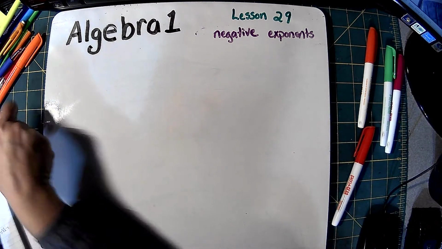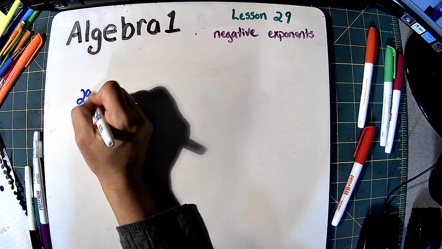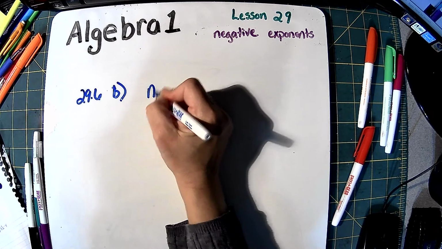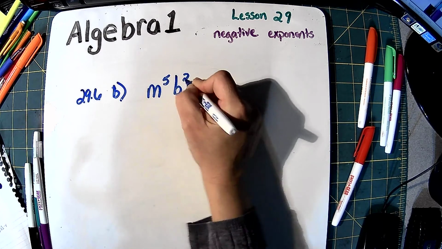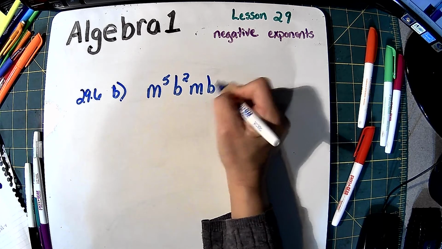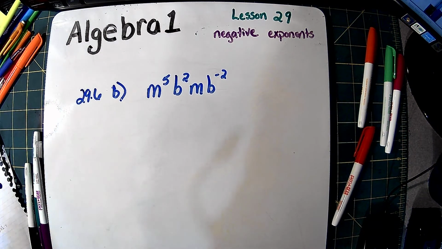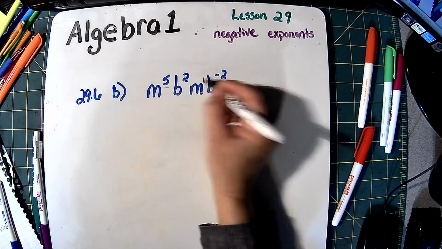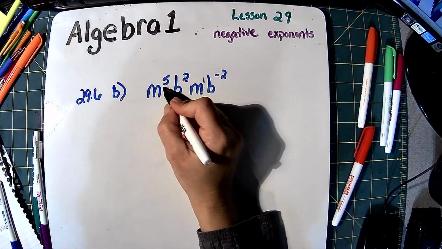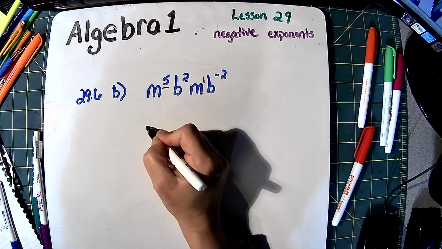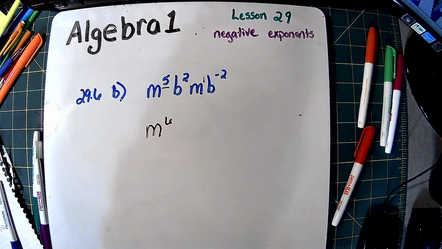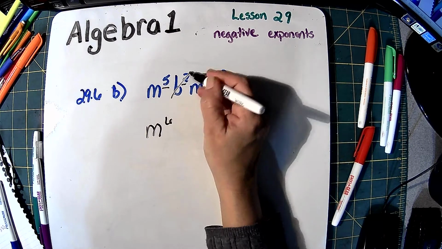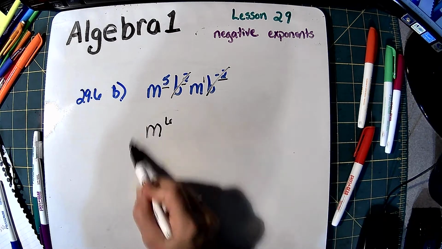Let's try the b part of 29.6. Okay, and it says m to the 5th, b squared, m, b to the negative 2. Okay, so I'm going to look for my m's first. Right here I have m to the 5th, and this one's going to really be m to the 1. Okay, so I have 5 plus 1 more would be m to the 6th. All right, here I have plus 2, and here I have minus 2. These are just going to cancel each other out, and we don't have anything for b left. So the answer is just m to the 6th.